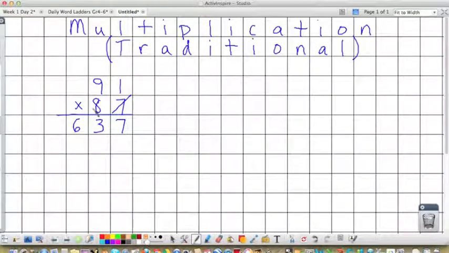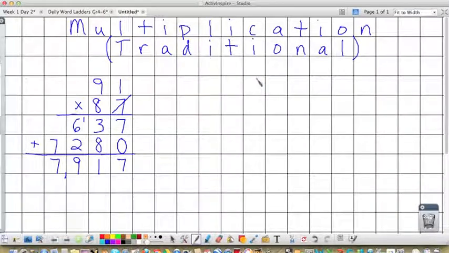bottom. And since we're multiplying by the tens place, we have to put our 0 down here as a placeholder. Since it's a tens place, there's 1 0. So 1 times 8 is 8. 9 times 8 is 72. And then we can add those together. 7, 11, 9, and 7. So 91 times 87 is 7,917.